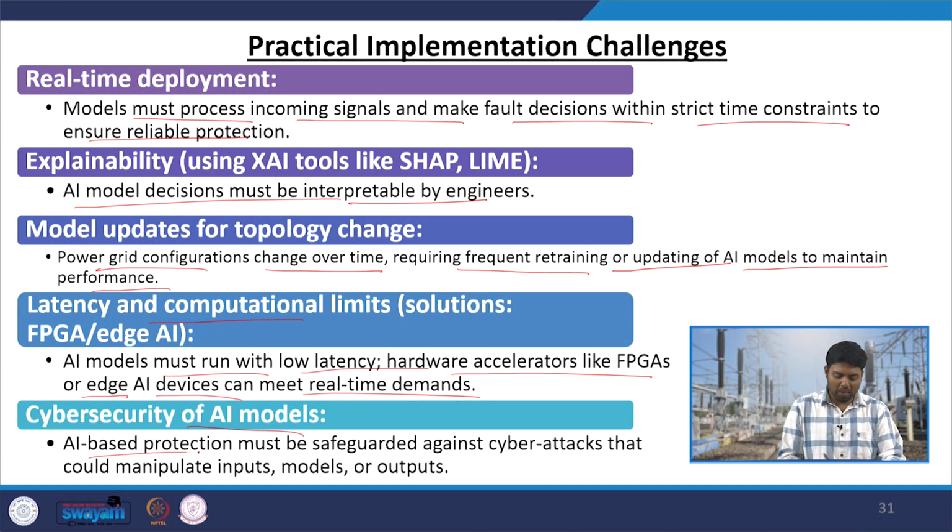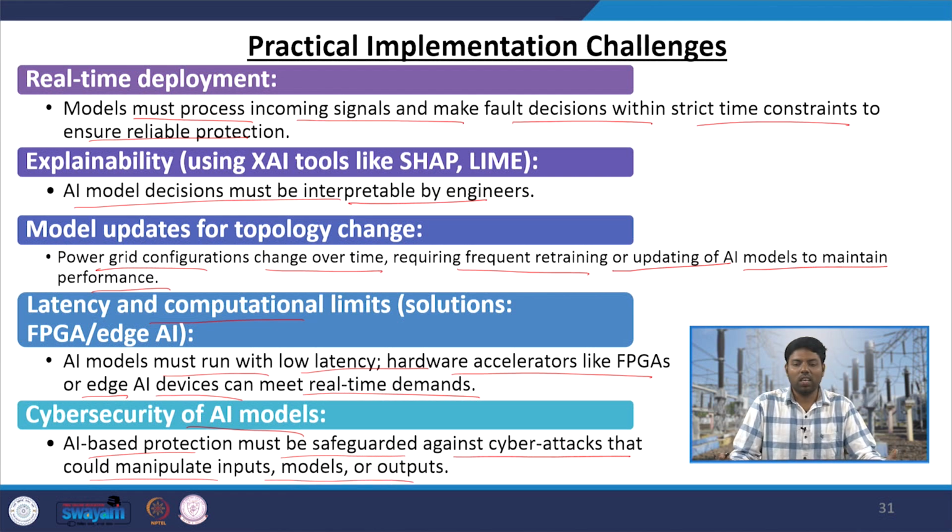Cybersecurity of AI models. AI based protection must be safeguarded against cyber attacks that could manipulate inputs, the model or outputs, because you never know how it is taking the decisions. It is a black box model. So, it is very easy to manipulate that AI tool, because for classical methods you have a proper decision rule, you have proper mathematics to derive the solution. But for AI it is just taking the data, and by processing something it is giving you the outputs. You do not know what that process is. Because of that it is very prone to cyber threats. So, we have to keep cybersecurity in mind as well.